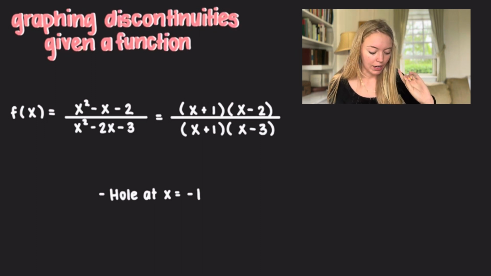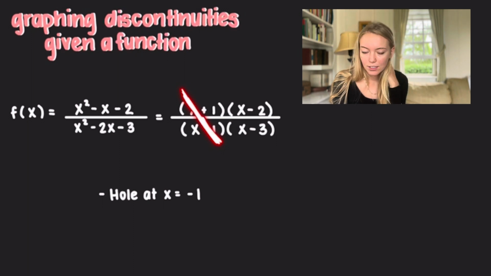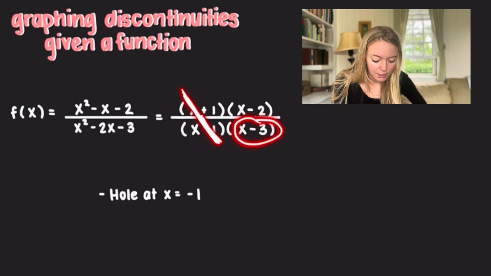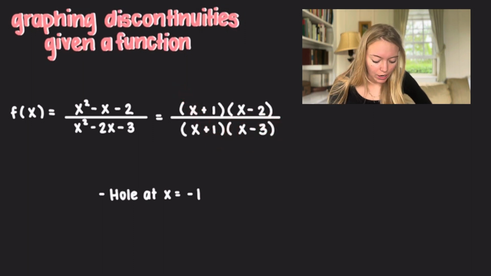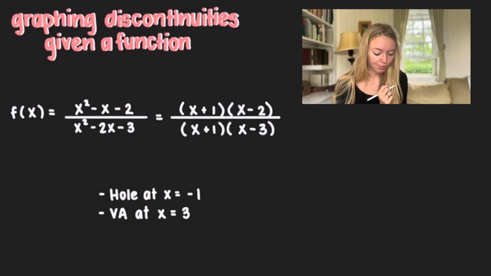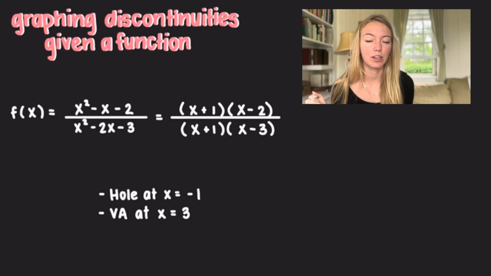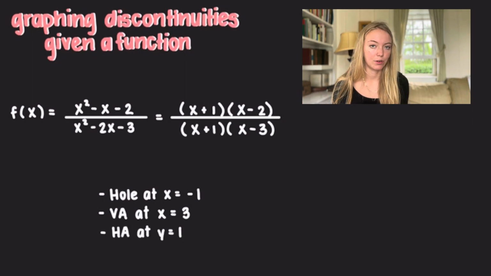Easy. All right, next, let's address vertical asymptotes. This x plus 1 has already canceled out, but we're still left with this x minus 3 in the denominator, where this denominator is going to be 0 at 3. So we know that there is a vertical asymptote at x is equal to 3. Okay, last but not least, we are going to take the limit as x approaches infinity of this problem, and that answer is going to be 1. So we know there's a horizontal asymptote at y is equal to 1.